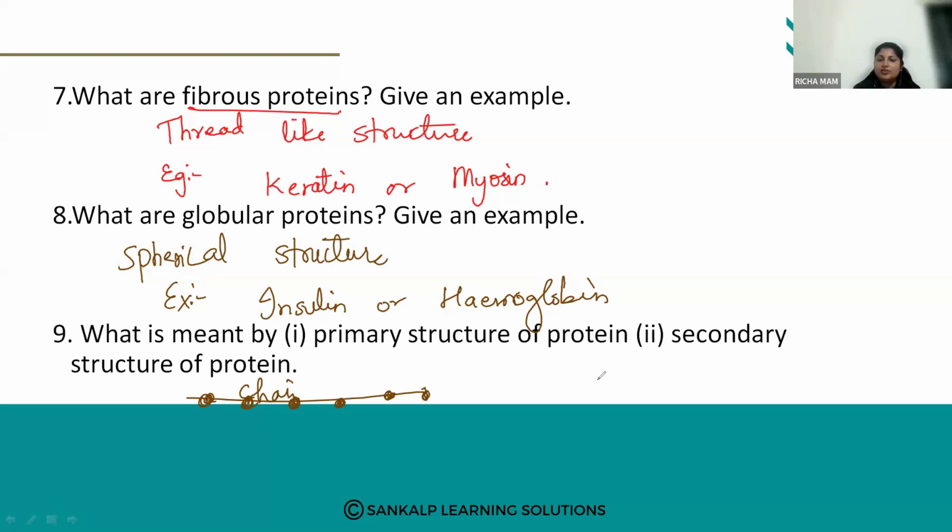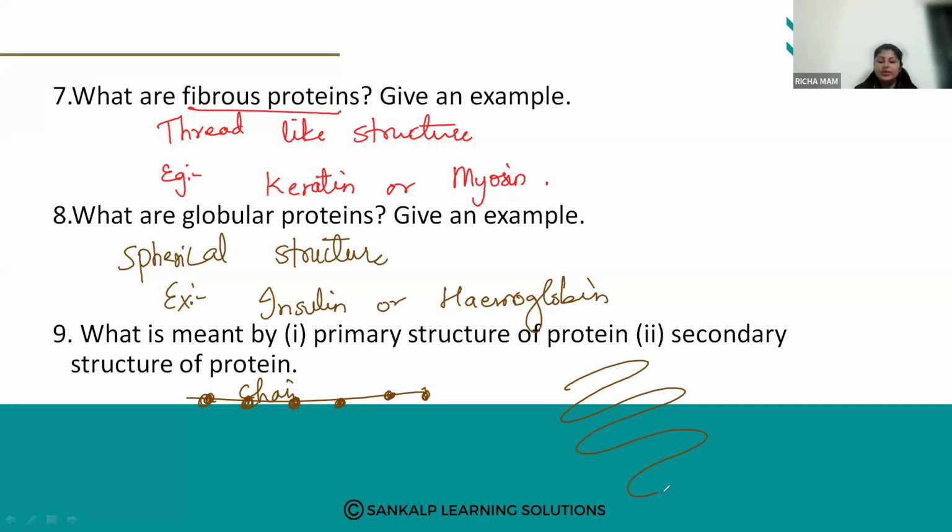Secondary means what? The conformation which the polypeptide chain assumes as a result of hydrogen bonding. So like this, they will be your secondary structure, like a spherical shape. So in the primary structure, the amino acids are linked by polypeptide linkage.